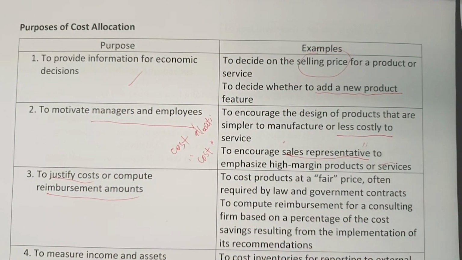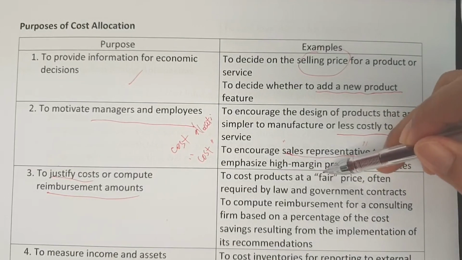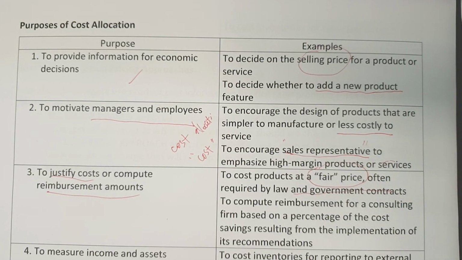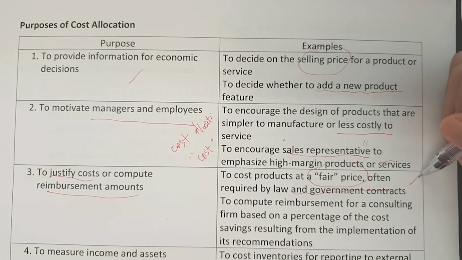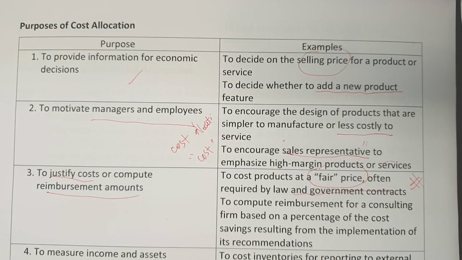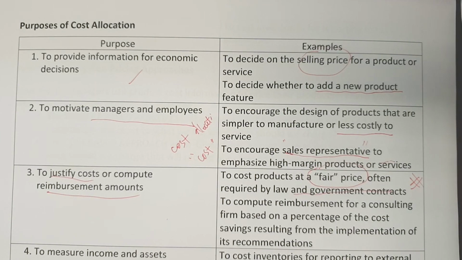So that's why we need to know this cost, because costing products at a fair price is often required by law and also by government contracts. For example, if they want to supply to the government, it's also part of the government requirement that the price should be reasonable. Especially on certain controlled products, like rice, oil, and certain daily use or necessary products that are used by the market.